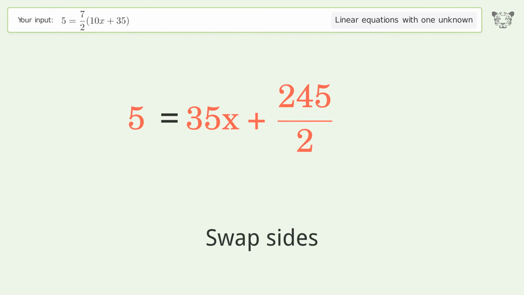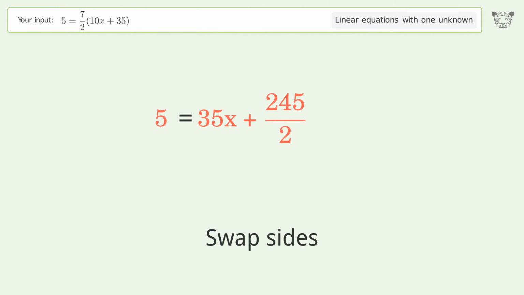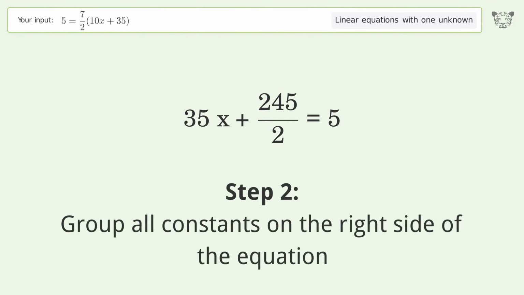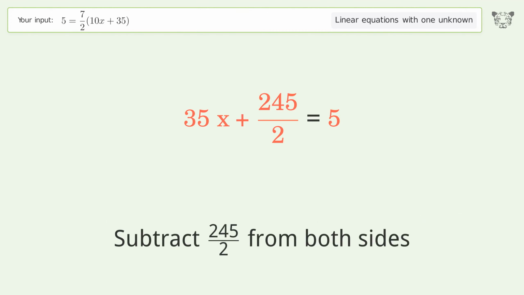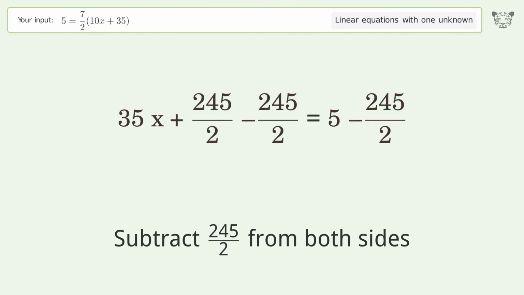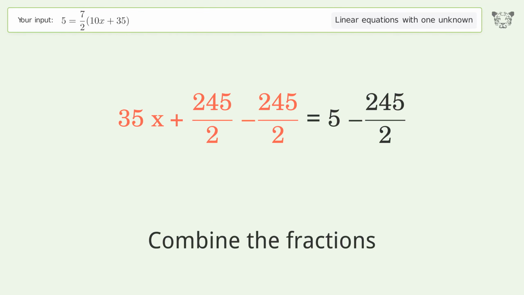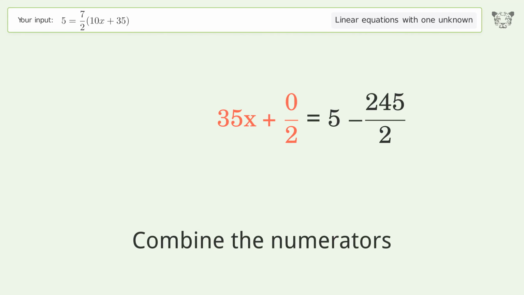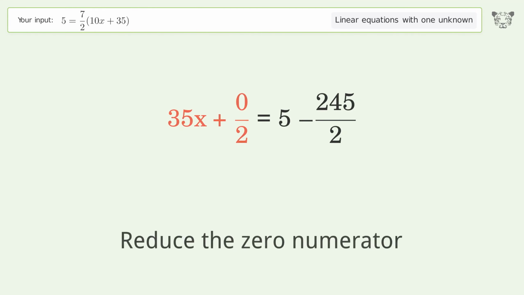Swap sides. Group all constants on the right side of the equation. Subtract 245/2 from both sides. Combine the fractions. Combine the numerators. Reduce the zero numerator.